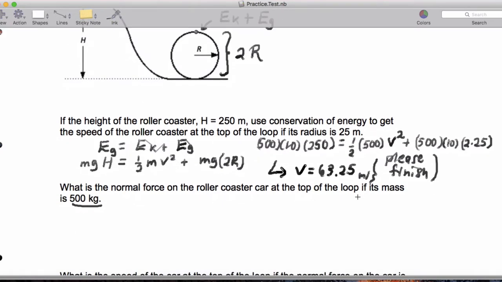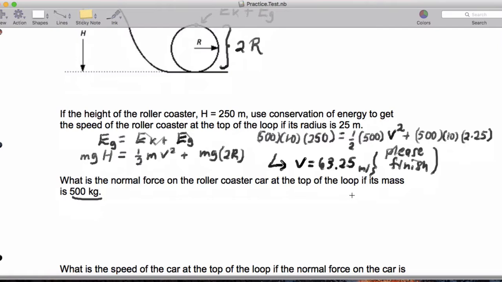Now, we want to know the normal force on the roller coaster at the top of the loop if its mass is 500 kilograms. So a lot of people thought the normal force should be 0 at the top. That's only when you're at the minimum speed to make it around. If you go faster than the minimum speed, which you are here, let's be careful. We've got the normal force and the weight pointing down. So we're going to have normal and Fg. And the effect of these two forces is that our roller coaster is going to have centripetal acceleration going around a circle.